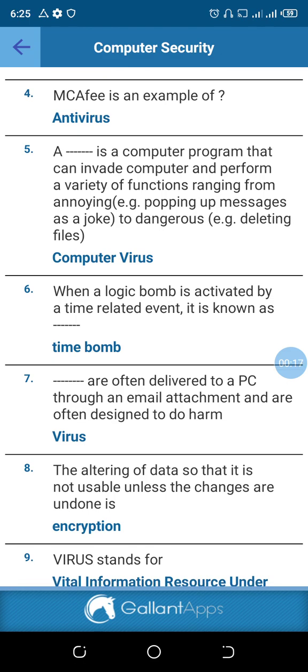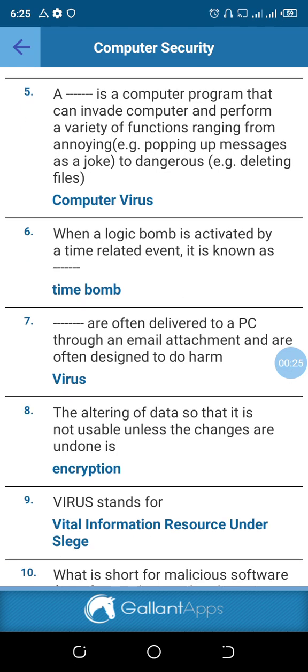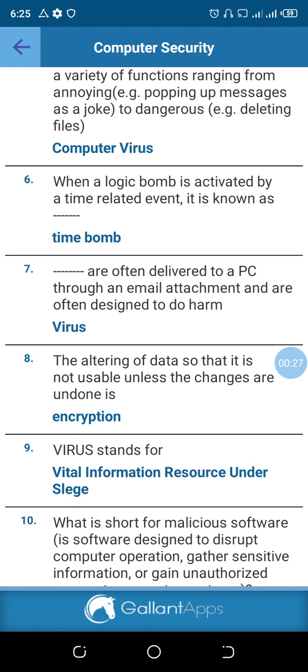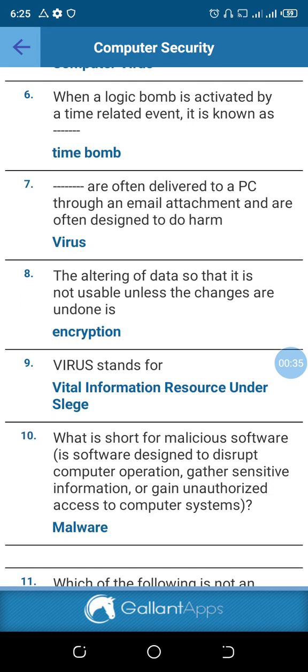A computer virus is a computer program that can invade a computer and perform a variety of functions, ranging from annoying popping up messages as a joke to dangerous deleting files. When a logic bomb is activated by a time-related event, it is known as a time bomb.